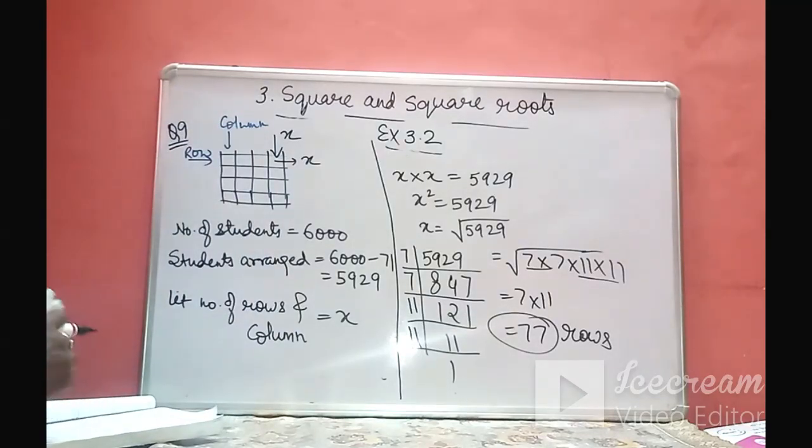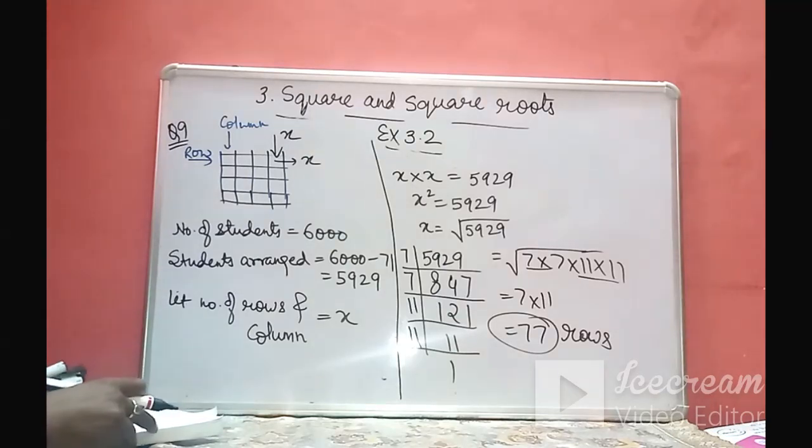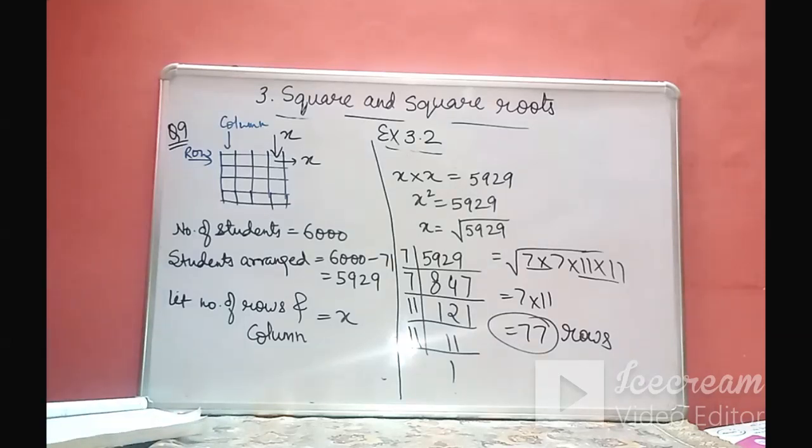So this is how we can solve questions like this. So this is the end of this exercise 3.2. Next we will discuss how to find the square root of rational numbers with perfect squares and the square root of decimals with perfect squares in the next exercise.